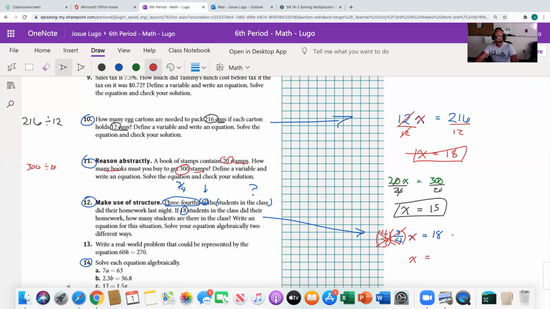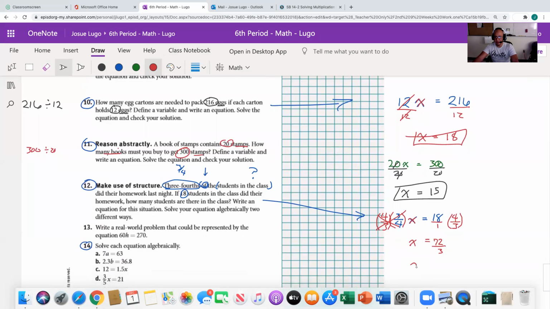However, whatever I do to one side, I must do to the other. So I'm going to multiply 18, or 18 over 1, times 4/3. 18 times 4 is 72. 3 times 1, or 1 times 3, is 3. So x is going to equal whatever 72 divided by 3 is, which is 24. X will equal 24.